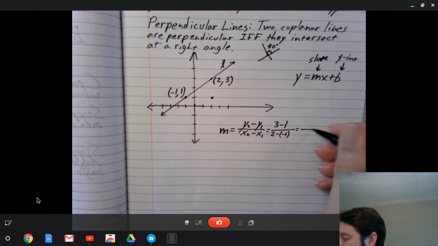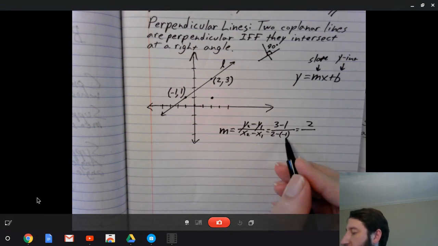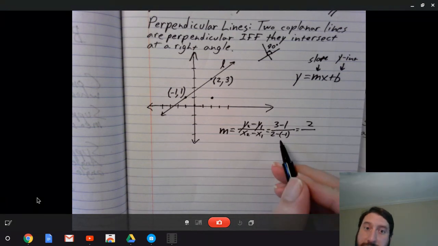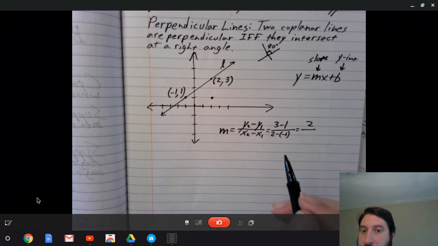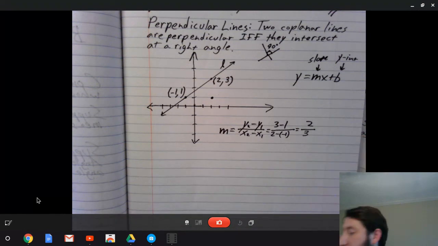Okay, good. So 3 minus 1 is 2. 2 minus a negative 1. Well, I got these two negatives right next to each other, so it becomes plus. So I'm going to have 2 plus 1. 2 plus 1 is 3. So my slope is 2/3.